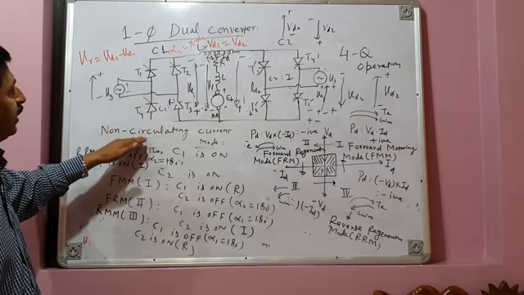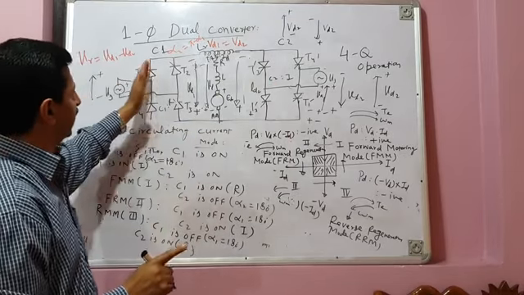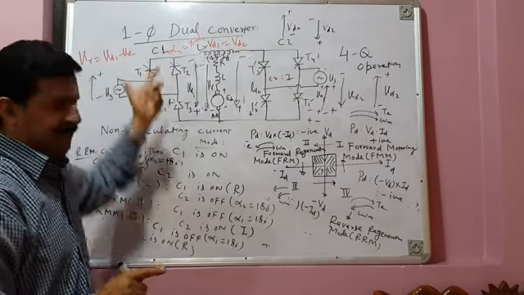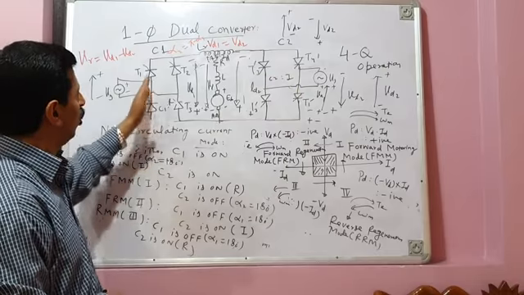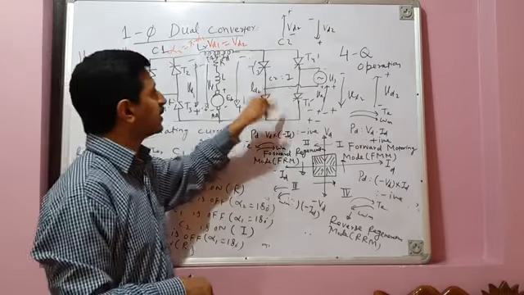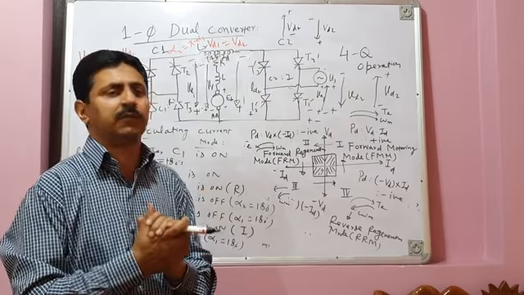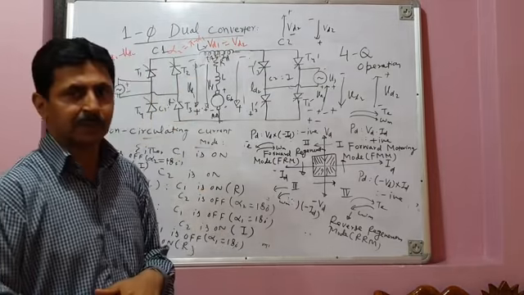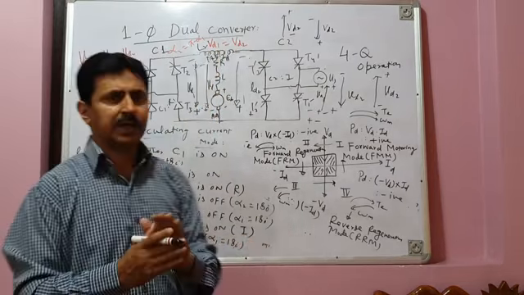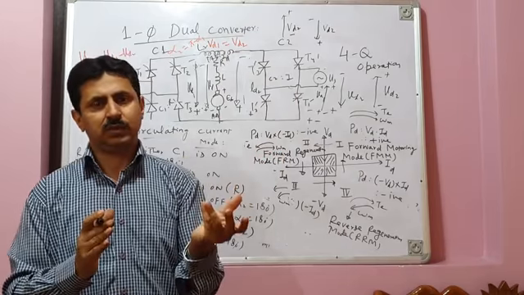Why is it called non-circulating current mode? Because at one time only one converter is on, either converter C1 or converter C2. And when converter C1 is on, it is either operating in the rectification mode or inversion mode. At that time converter C2 is off. And when converter C2 is on, it is again either operating in rectification mode or in inversion mode. At that time C1 is off. So in non-circulating current mode, you don't need this inductor also. Only one converter at a time is on, either C1 or C2.